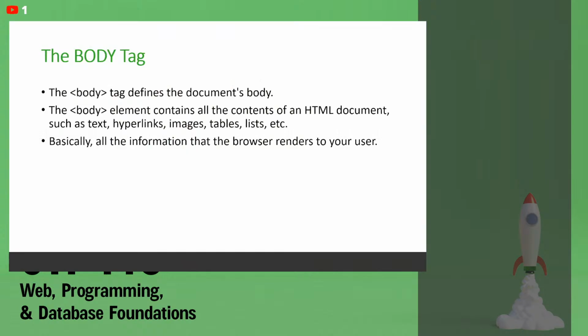Now finally, our last element in our HTML skeleton is our body tag. And our body tag is, so if our head tag is all of the non-displaying content, then our body tag is all of the displaying content. This is where we'll put all of the text, all of the hyperlinks, all of the images, all of the tables, all of the lists, everything that the browser renders and shows to the user that's coming to your website.